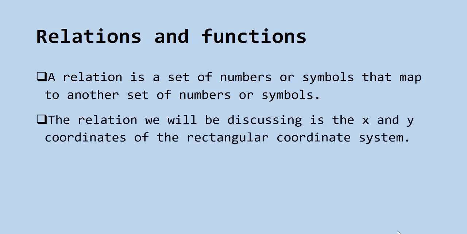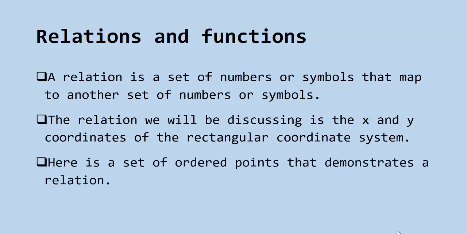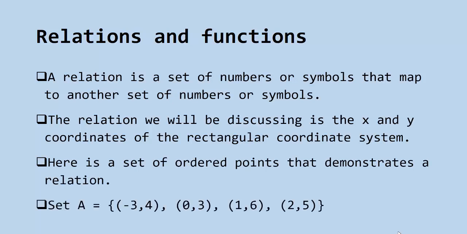The relation we will be discussing is the x and y coordinates of the rectangular coordinate system. Here is a set of ordered points that demonstrates a relation. Set A is made up of the following coordinate points: (-3, 4), (0, 3), (1, 6), and (2, 5).